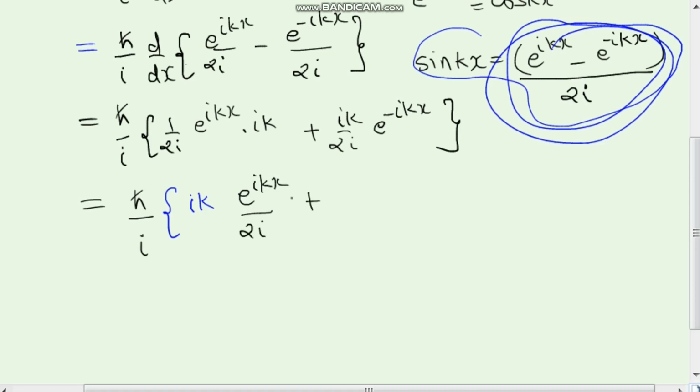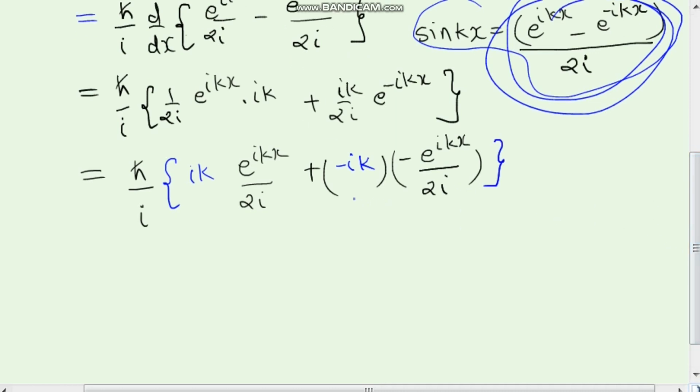Then we will have plus, and then we have minus ik. And then you will have minus e to the power ikx divided by 2i, bracket, and another bracket. There we have it. So you see what happened. This is one value and this is the other value, the two functions that we initially had.